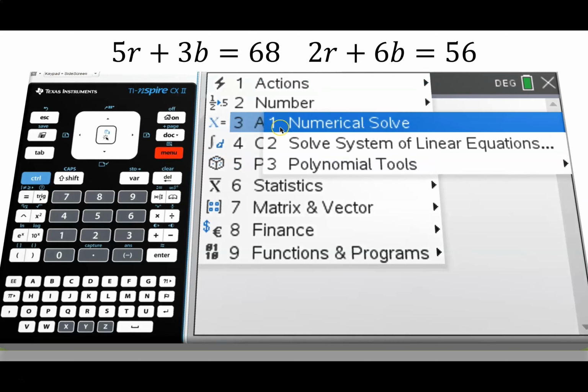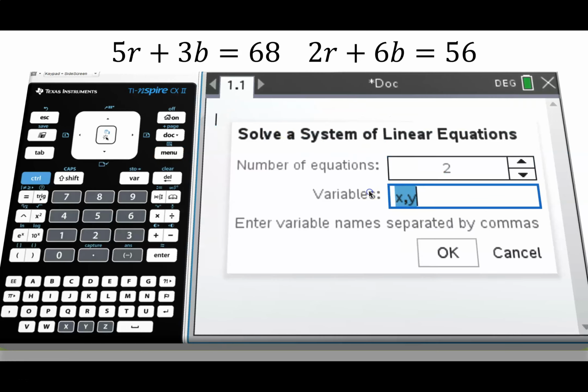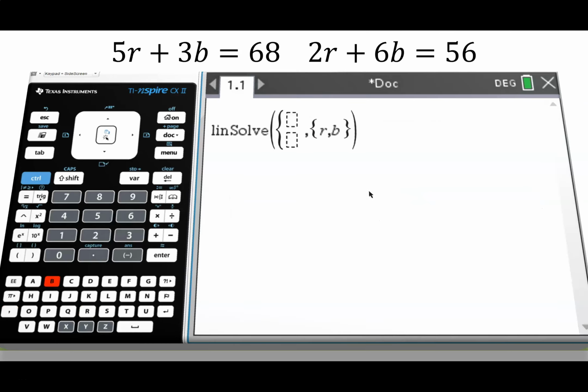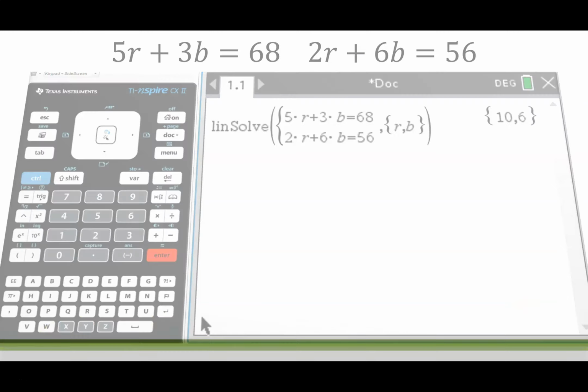Menu, algebra, solve systems of linear equations. I'm going to change those letters to R and B. 5R and 3B is 68. 2R and 6B is 56. And it tells us that the red ones must be 10 points and the blues must be 6 points. So well done to those archers for getting all those points.